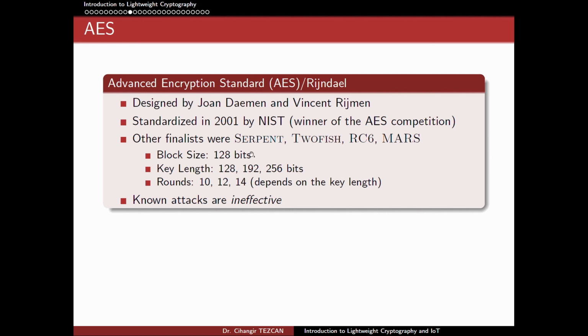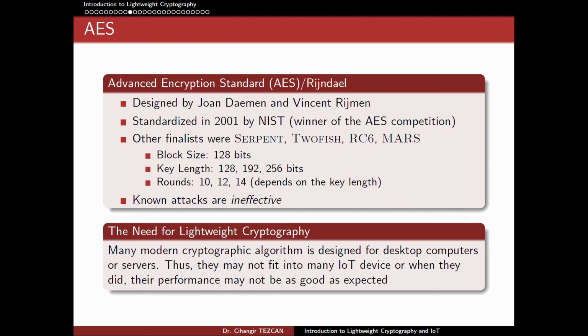AES has a block size of 128 bits. It supports these three key lengths, and depending on the key length, the number of rounds becomes larger. As far as we know, this algorithm is secure against known attacks. So known attacks are ineffective, and we can use it in our daily lives. Most probably, most of the encryption in today's world and on the internet is done by AES.